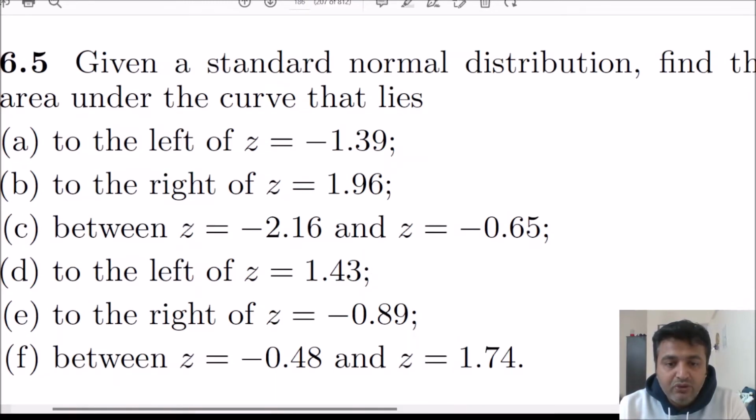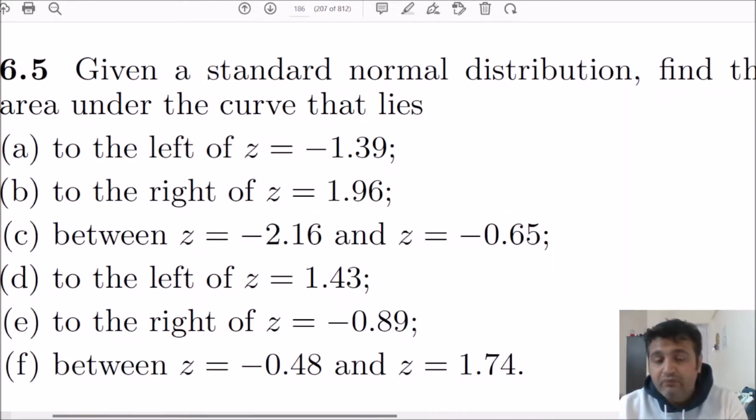So if you try to solve these three problems: to the left of minus 1.43, or to the right of minus 0.83, and between minus 0.48 to 1.74, try to solve these on your own and then you can check the answers. And if you want, you can just post in the comment section. I will check the answers for you as well. So these are the basic questions that one can expect on standard normal distribution.